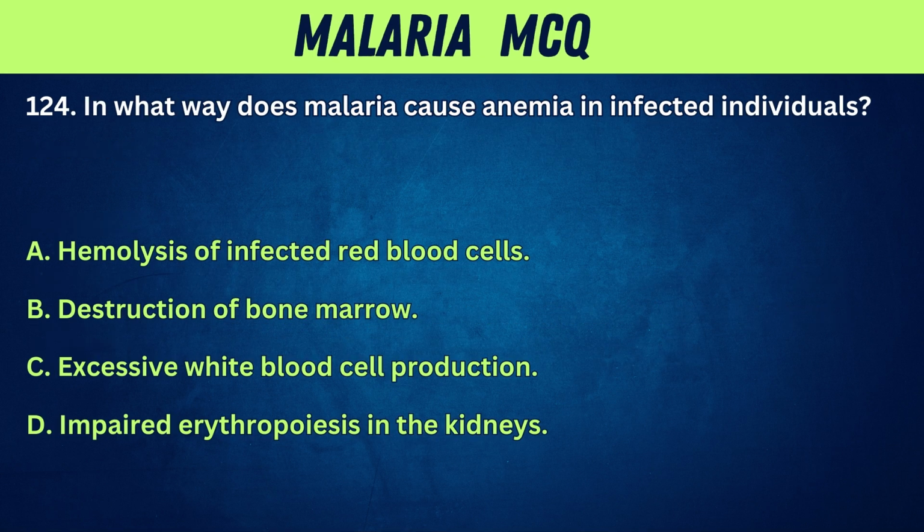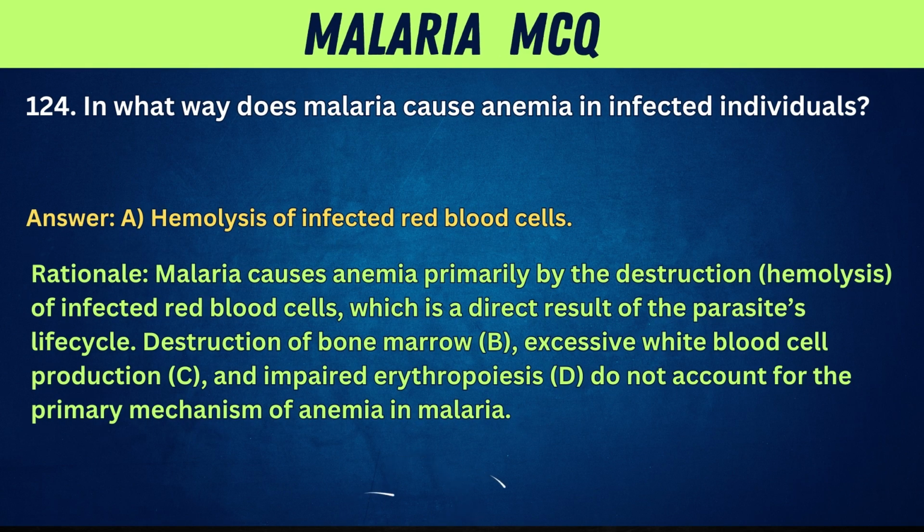124. In what way does malaria cause anemia in infected individuals? A. Hemolysis of infected red blood cells. B. Destruction of bone marrow. C. Excessive white blood cell production. D. Impaired erythropoiesis in the kidneys. Answer: A. Hemolysis of infected red blood cells.